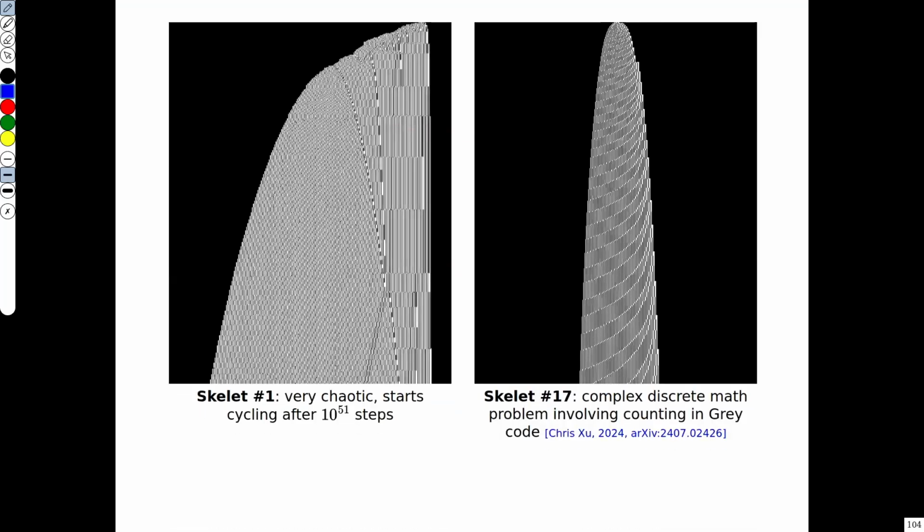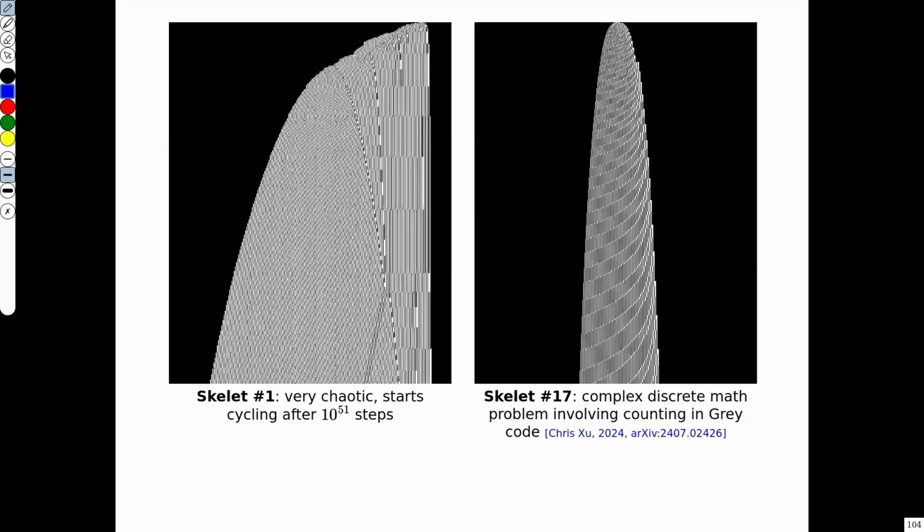Other holdouts include the skeleton number 1, which, as we've discussed, has a 10 to the 51 step warm-up period where it's just pure chaos, and we needed four layers of acceleration, and we didn't know until the very end if this would ever be enough to make sense of the Turing machine.